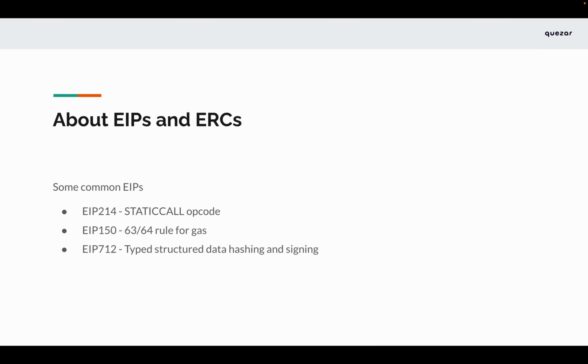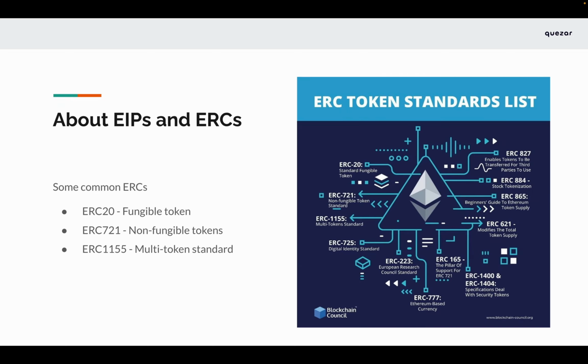Now there are multiple EIPs and ERCs. I'll just list a few so that you have some context of what we are talking about. Some common EIPs are EIP214, which introduced the static call opcode on the EVM. Then there was EIP150, which introduced a 63 by 64 rule for gas calculation while executing a transaction. And then there was EIP712, which introduced some specification for hashing and signing the transaction data. Similarly, there are some common ERCs like ERC20 for fungible tokens, ERC721 for non-fungible tokens, and ERC1155 that supports both fungible and non-fungible tokens in the same contract.